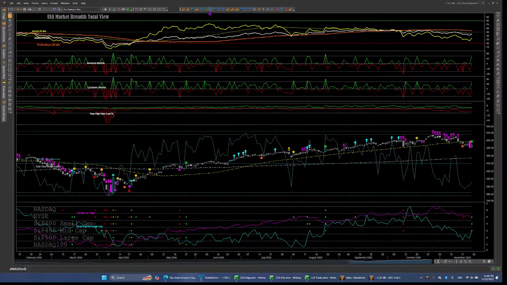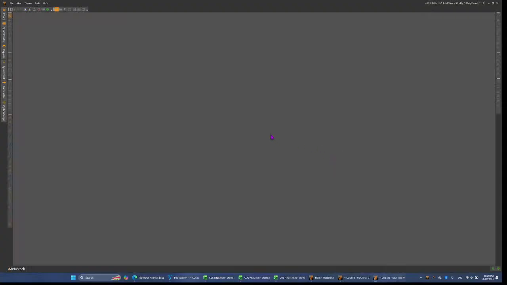Let's look at a glance view of total view, the broadest view of the market.